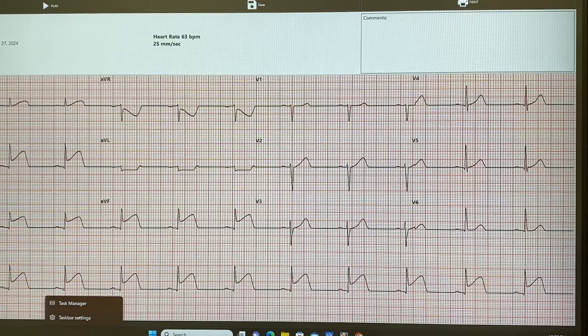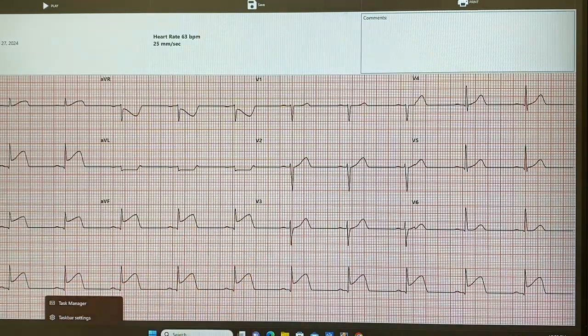V4, V5, V6 are looking at the left side of the heart, but V3, V4 is right there by the septum. Inferior, okay? Now look at the precordial leads, V1 through V6, and tell me where you see the same problem that you see in lead 2. V3. Look at the 3 strip.